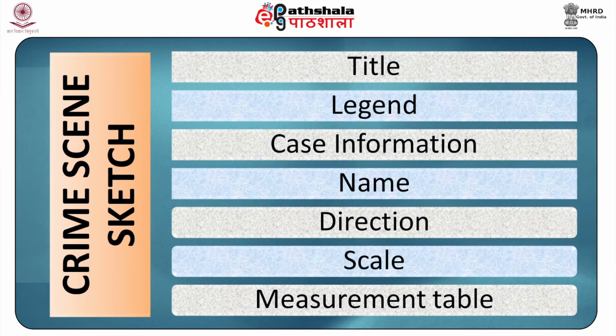Sketch all serious crimes and accident scenes after photographs have been taken and before anything is moved. Sketch the entire scene, the objects and the evidence. A final sketch should include title. What does the sketch represent? For example, sketch of bank ABC robbery. Legend. What do symbols within the sketch mean?